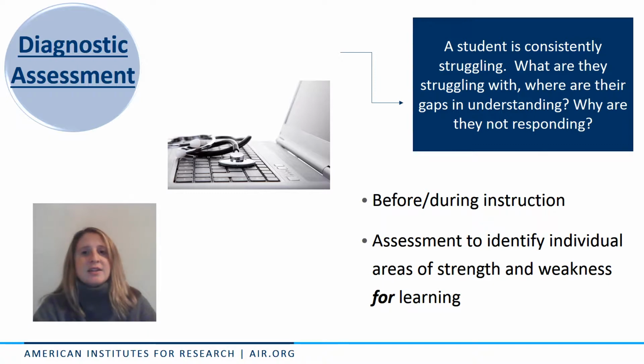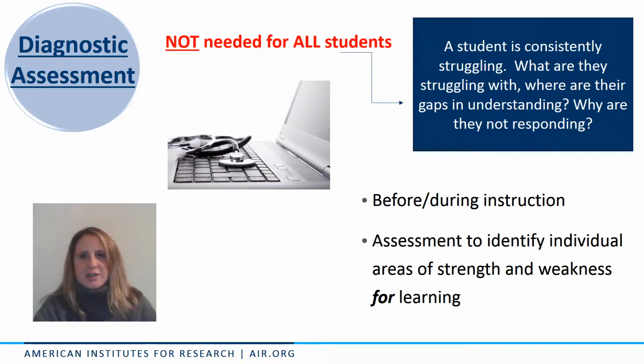A student is consistently struggling and not responding to instruction as prescribed by the program or practice specificity. The next questions always become, what are they struggling with? Where are their gaps in understanding? And why are they not responding? This is when we can lean on diagnostic information.